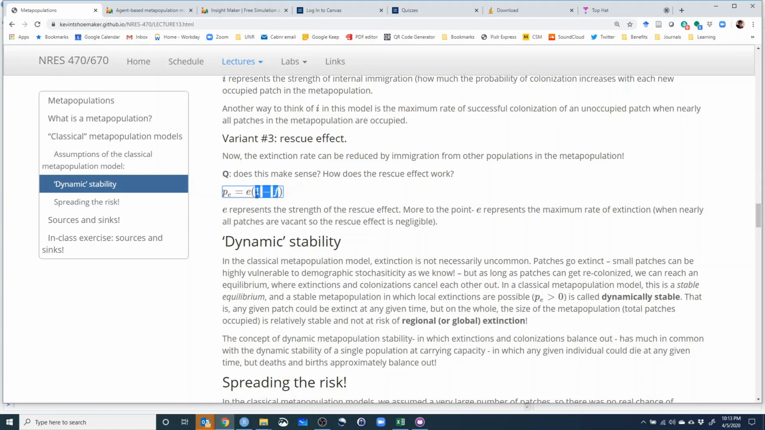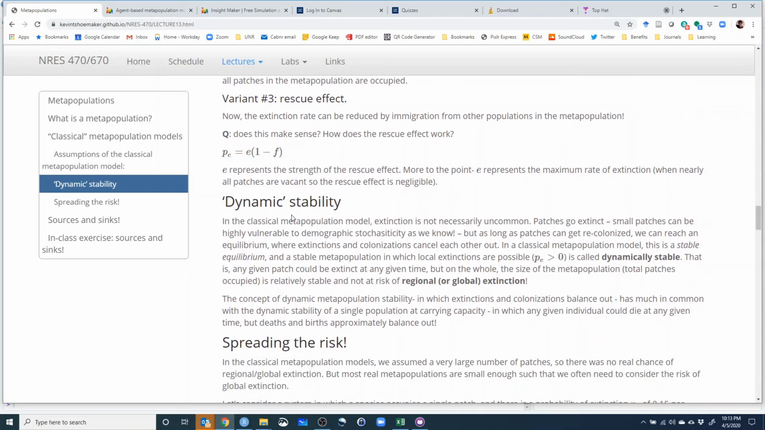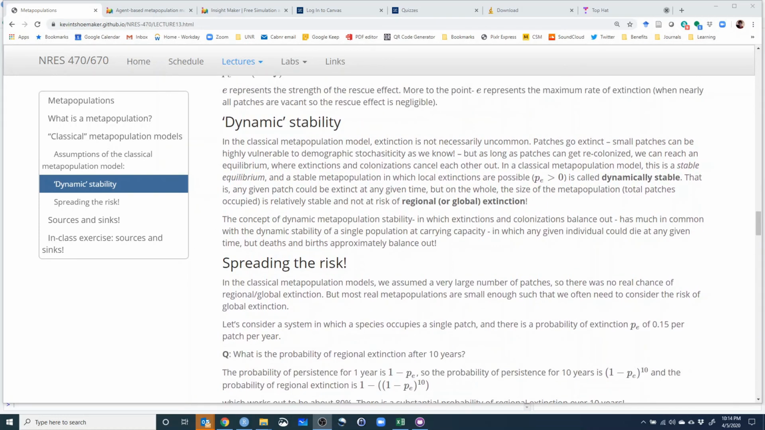So if the fraction of sites that are unoccupied is really high, then there's an appreciable risk of extinction. If there are no sites that are unoccupied, the risk of extinction goes to 0. All right? And we'll, again, go through this in lab. One key concept is the idea of dynamic stability.